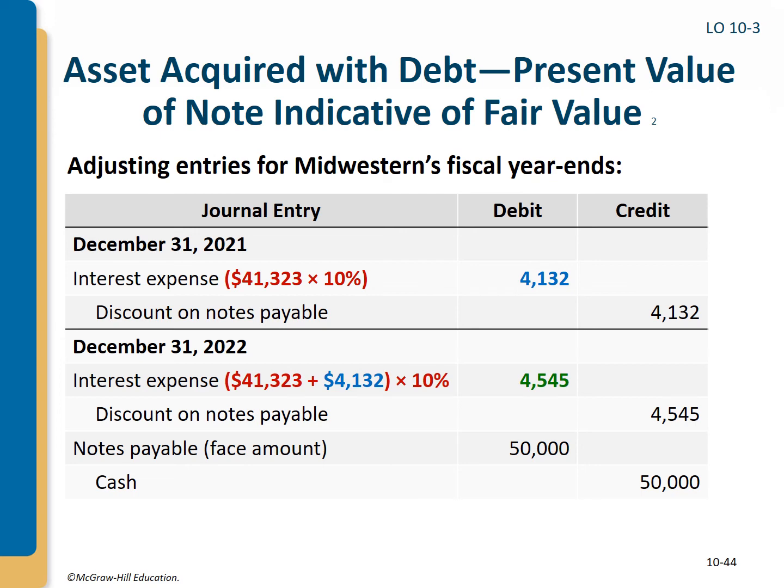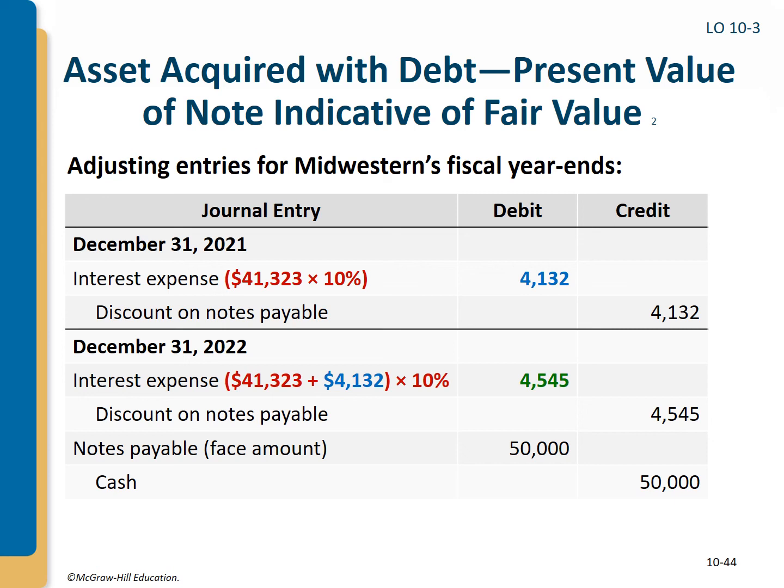We're not paying any interest, because what happened was the value of the equipment was less on time 0, and we'll pay $50,000 at the end. At the end of December, before we pay off this loan, we'll recognize the rest of the interest, $41,323 plus the $4,132 interest we already had. So the carrying amount of the note is those two numbers added together.